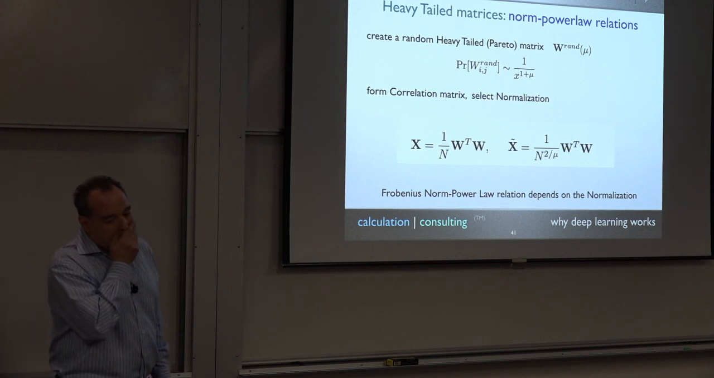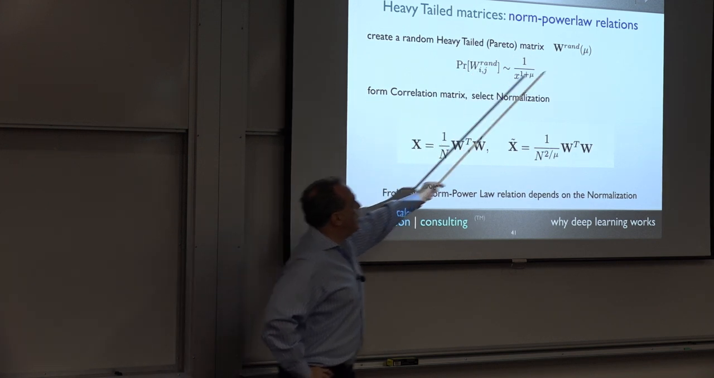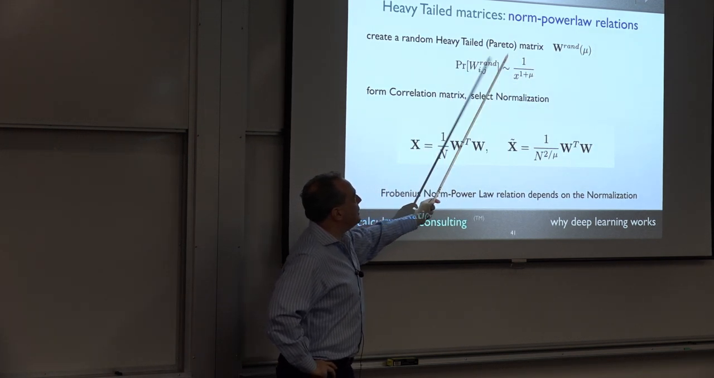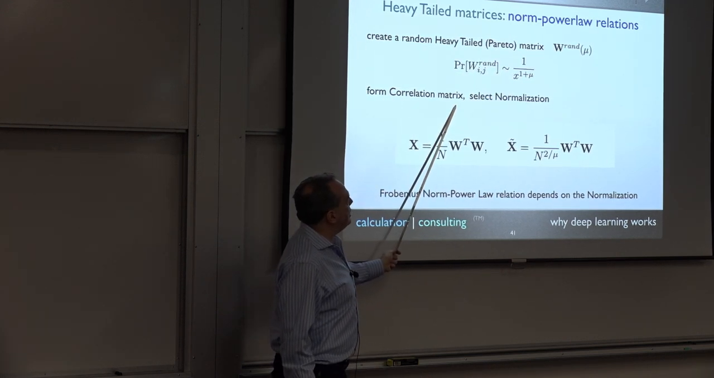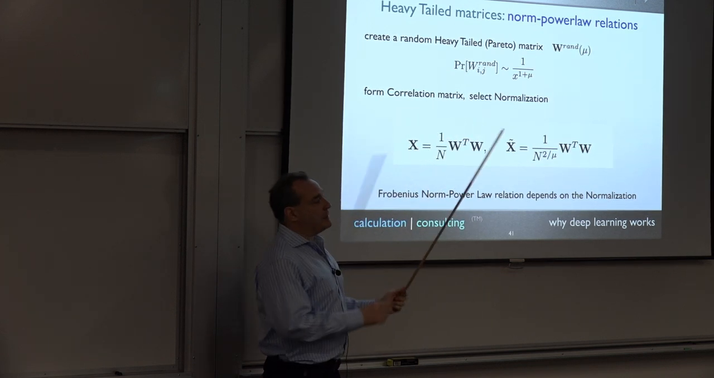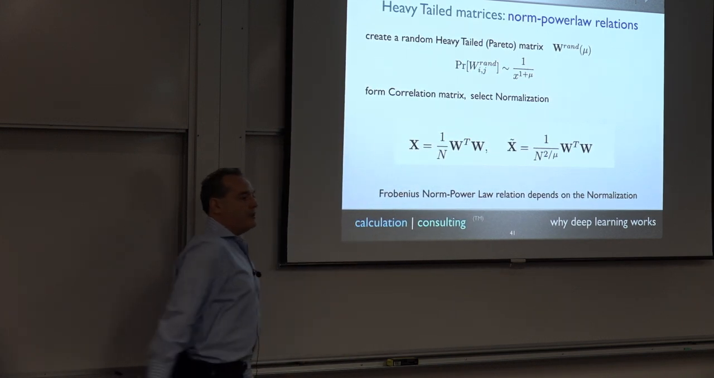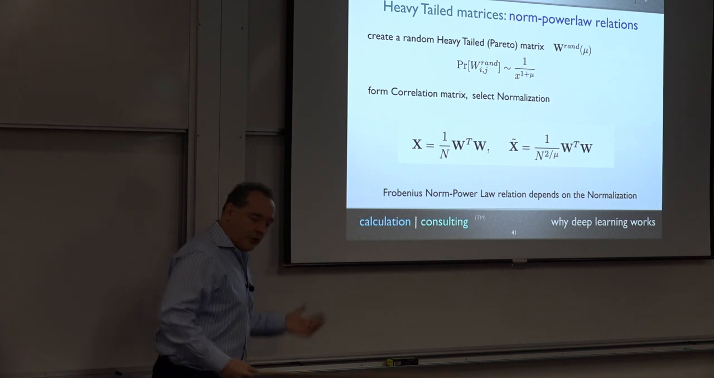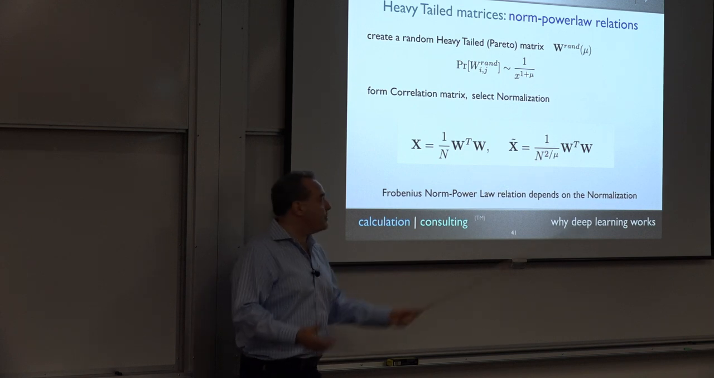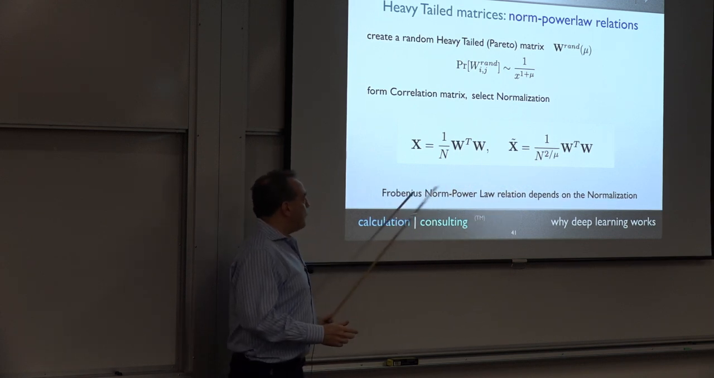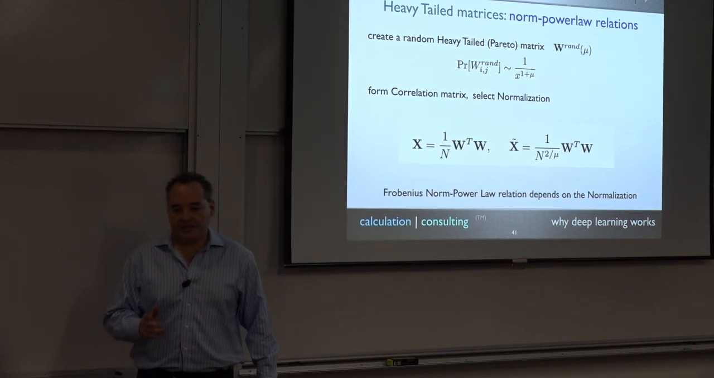Recall that random matrix theory tells us that if we draw a random matrix from something like a Pareto distribution, we expect the tail to behave like this. It tells us that we form the correlation matrix, and we can say something about the spectral density. Now, here's the kicker. Normally, when you form the correlation matrix, you normalize by 1 over n. But in the theory, when you're trying to prove the heavy tail theory, you have to normalize by 1 over n to the 2 over mu. If you read all the papers, this is what they do. So the Frobenius norm, this power law relationship, is going to depend on how we normalize our correlation matrix.